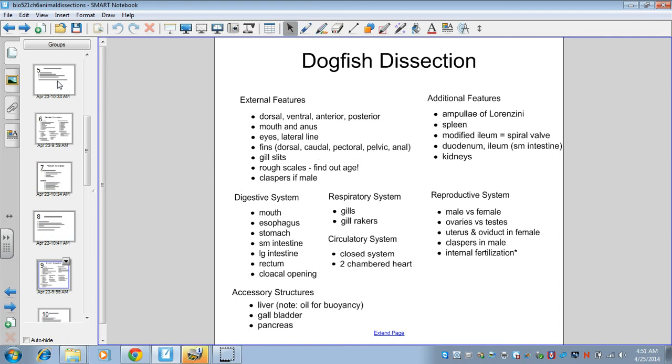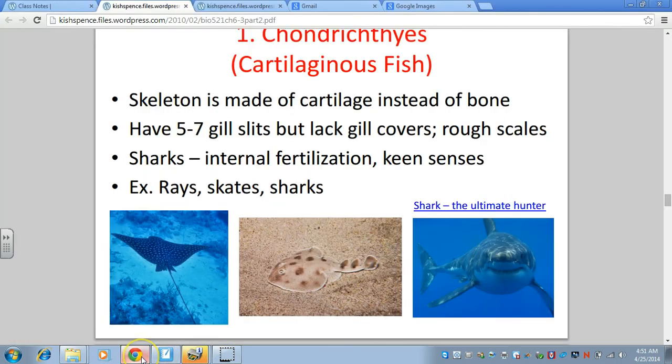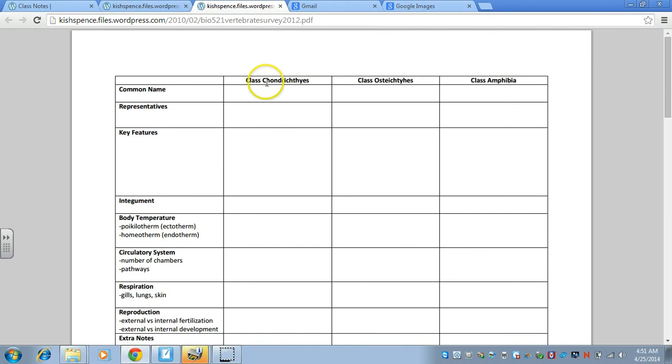Okay, so there are certain things in the dissection that they're going to be pointing out to you that you can include in here. Obviously, some of the things are a little more obvious than others. The fact that they have gill slits means they breathe using gills, right? So if we were to take a look at this, we'll do it for the first group together. Their common name is cartilaginous fish. The representatives would include sharks, skates, and rays.